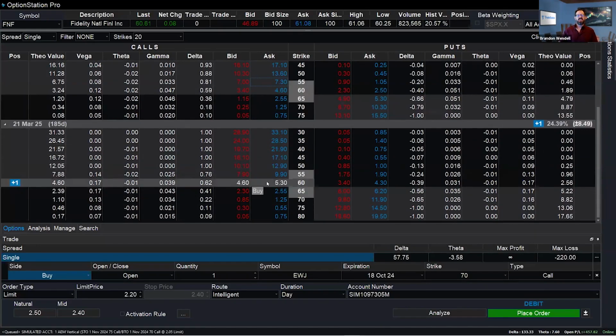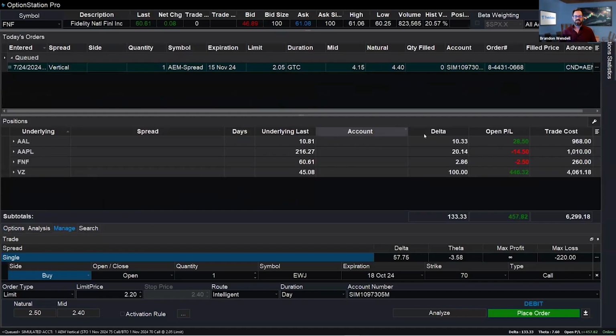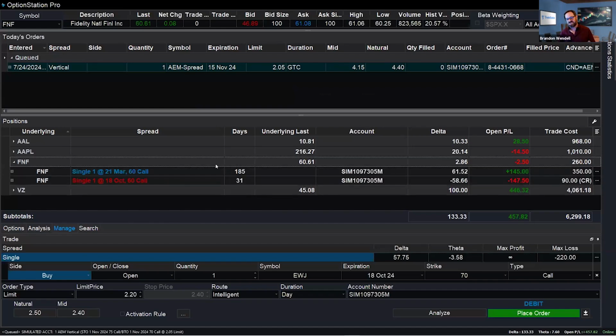Well, I put on a calendar spread, and we can actually see this. If I go to manage, these are the open positions that I currently have right now on this platform. And right here, unfortunately, it's a little negative, but there's a lot of time left. This is a calendar spread that was put on. And one of the reasons why the calendar spread was put on was to take advantage of time decay and going back to that security FNF.